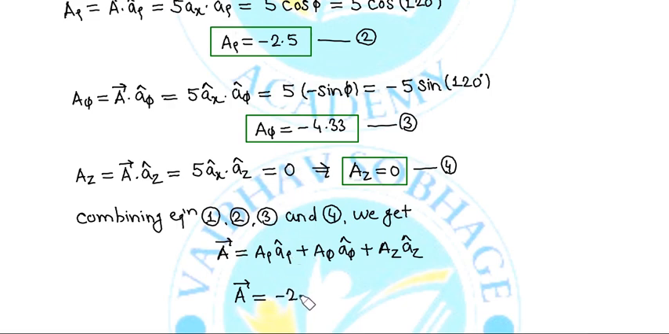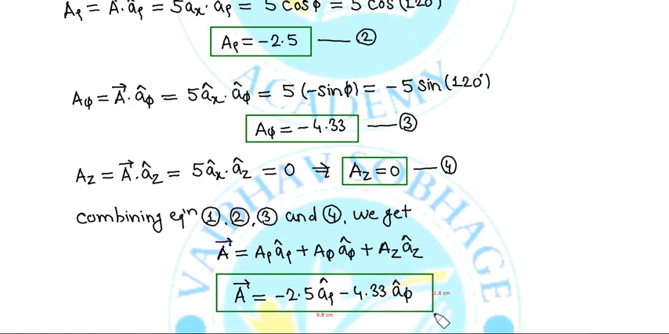Vector A is equal to the magnitude along the rho direction, minus 2.5 A rho cap. And what is the magnitude along the A phi direction? That is minus 4.33 along the A phi direction. And for AZ we have that value equal to 0, so we are not going to write that one. So this is your final answer for part number 1 of the numerical. Simply, we were given the vector in the rectangular system, and we have converted it into the cylindrical system, that is in terms of rho, phi and z.